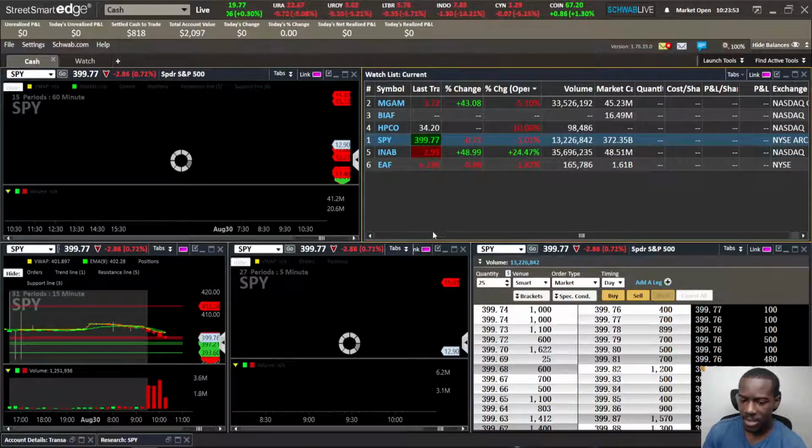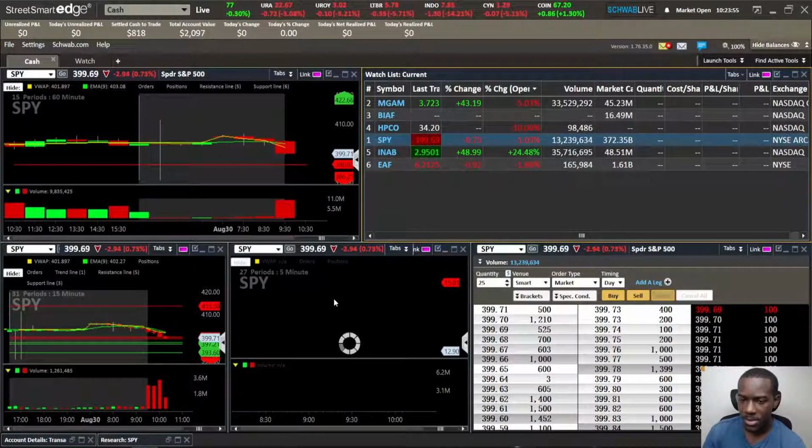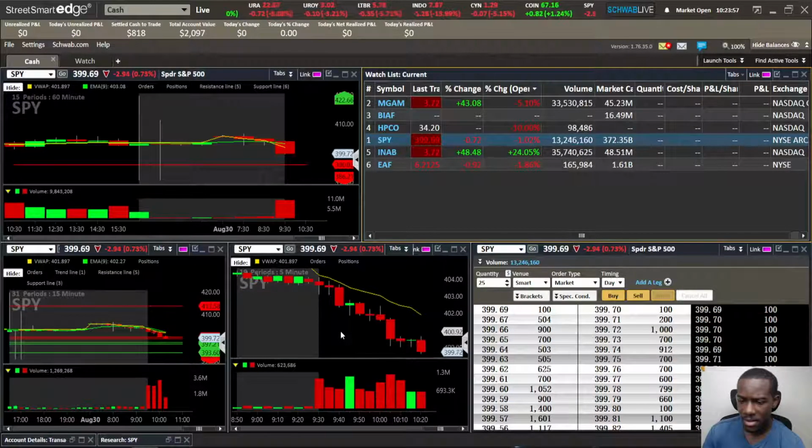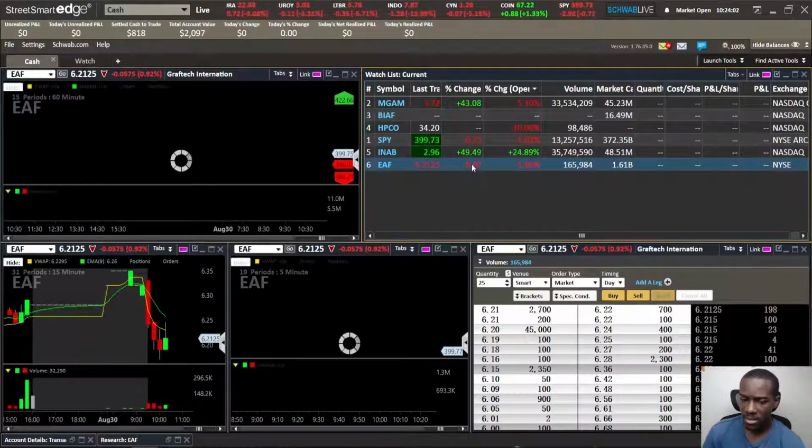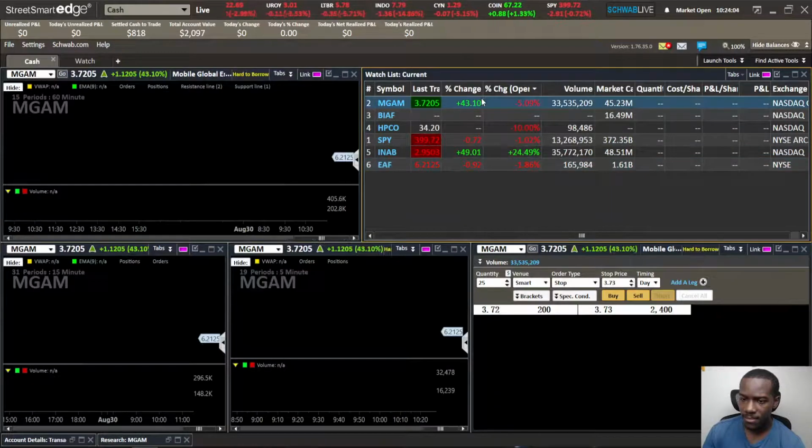The SPY did break down the 400 momentarily. I don't know how much momentum it's going to get through this 400 break, but we did get a nice little snap down of that.